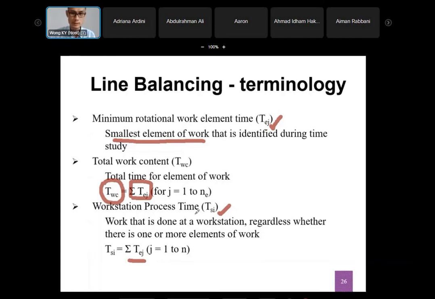So workstation time is different from total work content. Total work content is when you total up all the time for all the work elements. In other words, total work content equals the total of all the workstation times. Hope you understand.